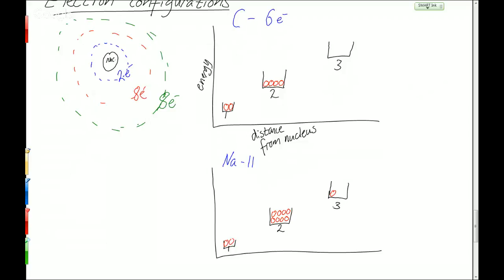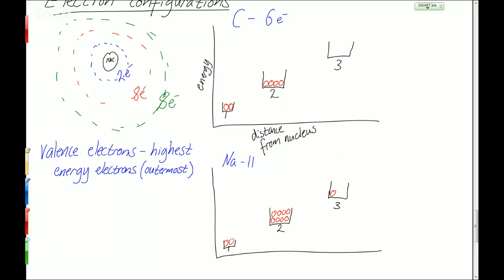And we're going to introduce a couple more terms that help us to develop this idea of what is going to happen to these electrons. What are the atoms going to do with these electrons? So the terms we need to know are valence electrons. The valence electrons are the highest energy electrons, the ones farthest away from the nucleus, the outermost electrons.